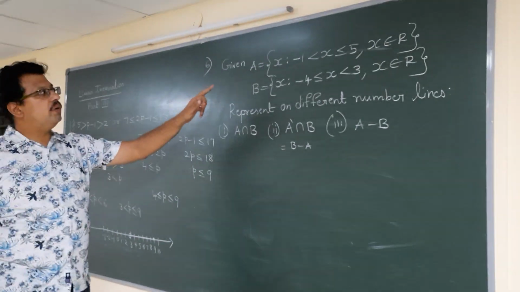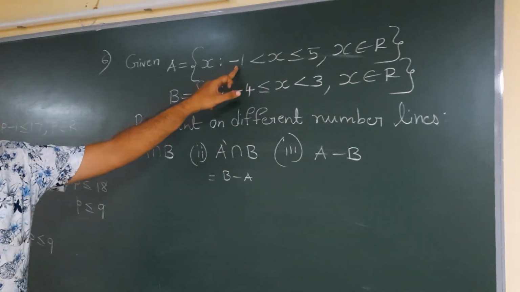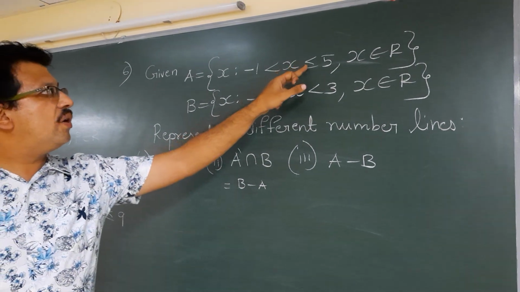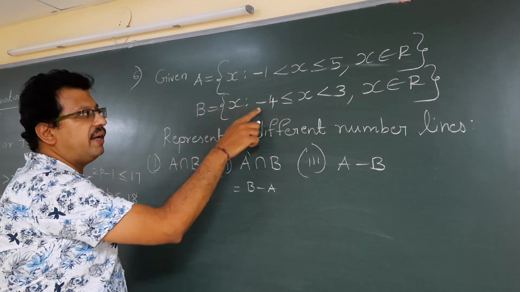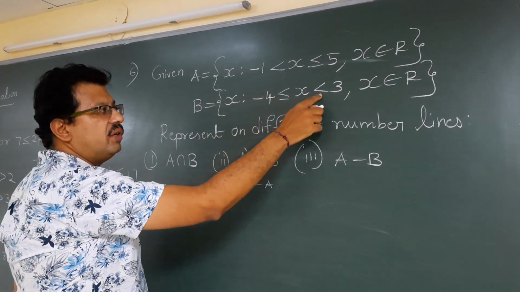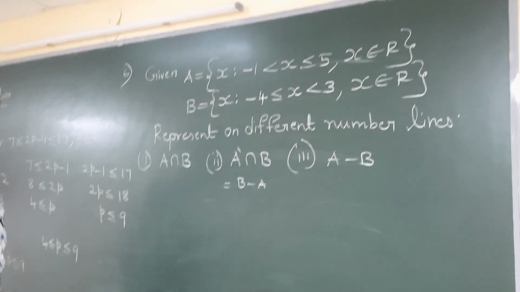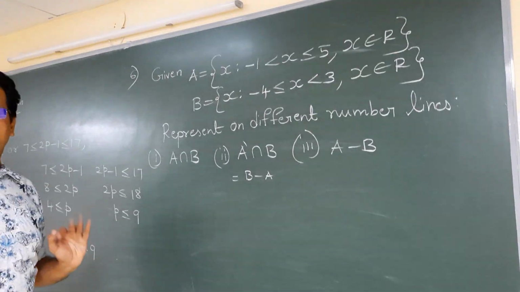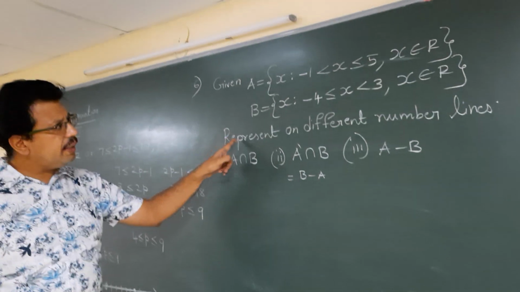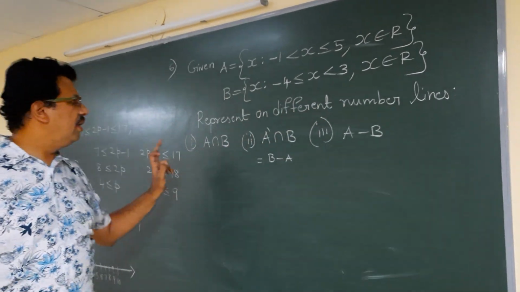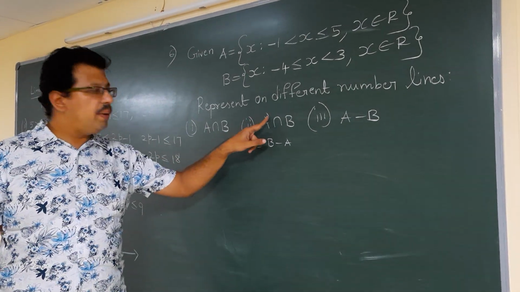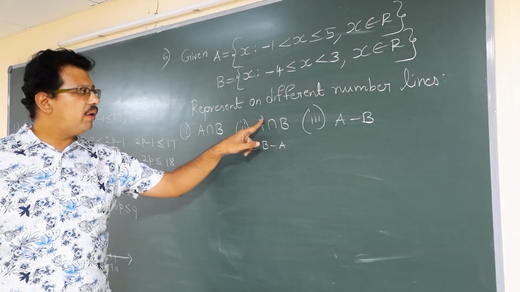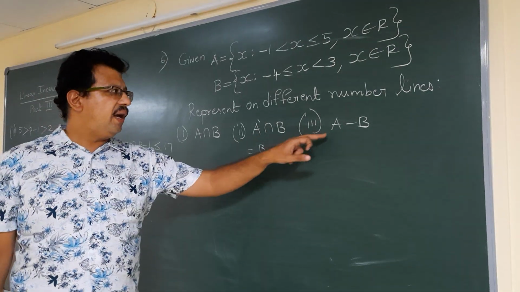So you can see on the board that A equals x such that minus 1 less than x less than or equal to 5, x belongs to real numbers. B is minus 4 less than or equal to x less than 3, x belongs to real numbers. So children, you have to be reading the question perfectly. Represent on different number lines: A intersection B, A complement (A dash), or you can say A complement intersection B, and A minus B.